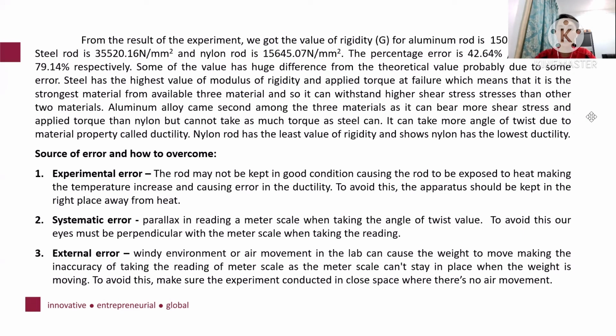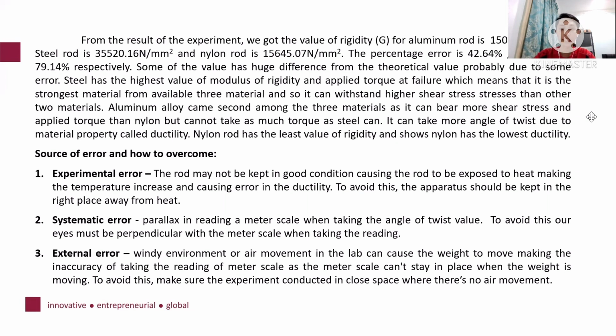So what are the sources of error and how to overcome the errors in this experiment? The first one is experimental error. The rod may not be kept in good condition, causing the rod to be exposed to heat, making the temperature increase and causing error in ductility. To avoid this, the apparatus should be kept in the right place away from heat. Error number 2 is systematic error, where parallax occurs in reading the meter scale when taking the angle of twist value. To avoid this, our eyes must be perpendicular to the meter scale when taking the reading.